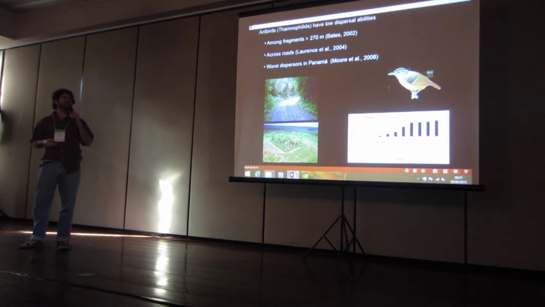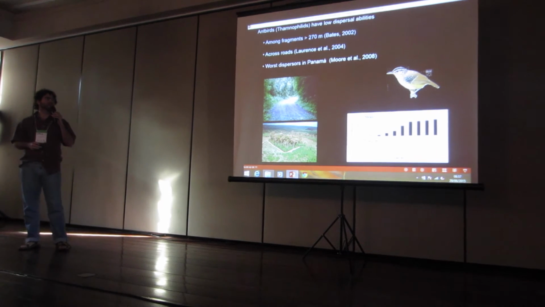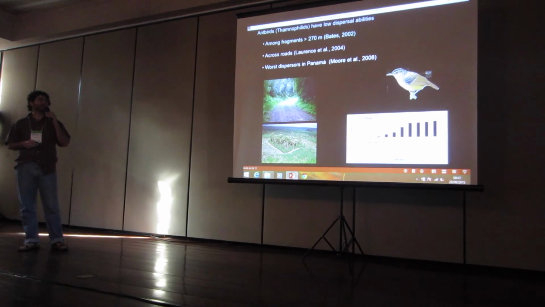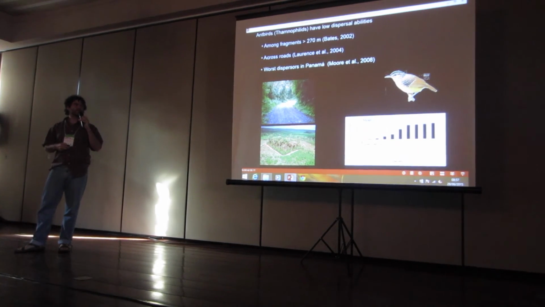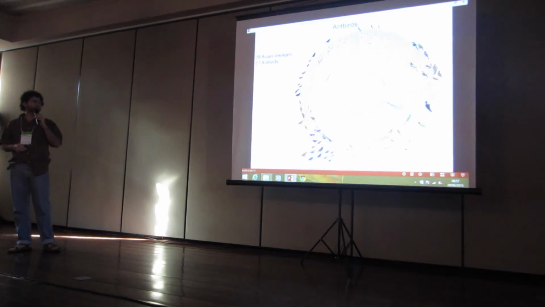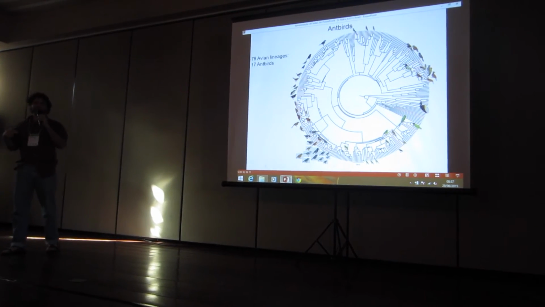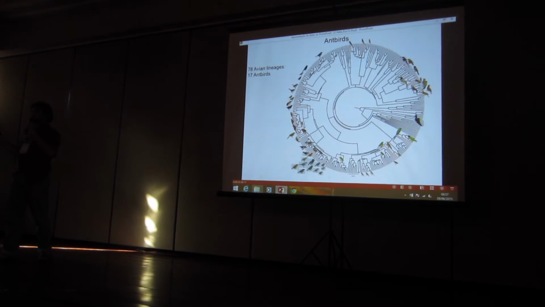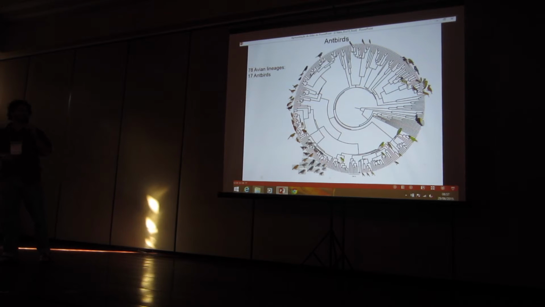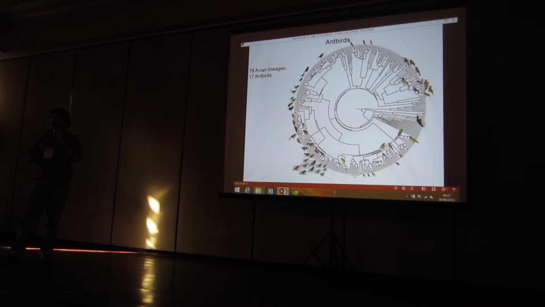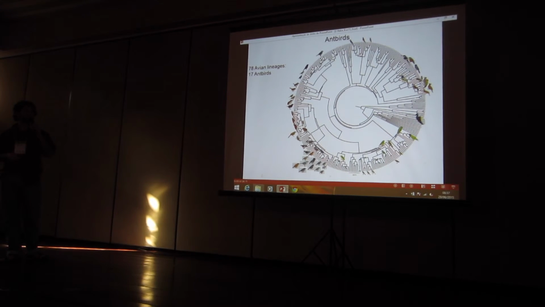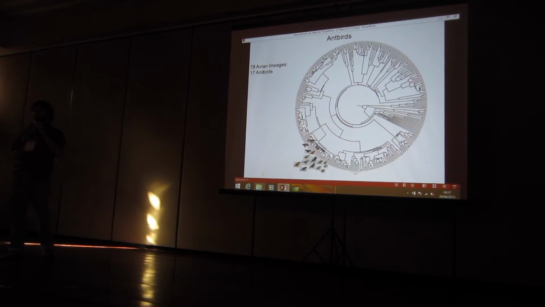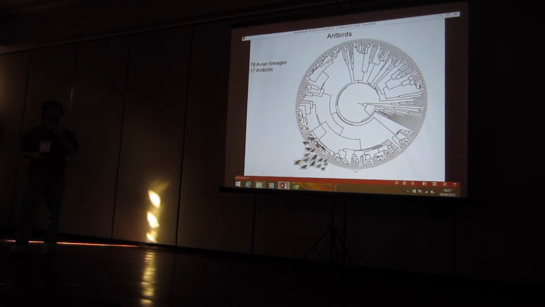We know that antbirds have very low dispersal abilities. They disperse poorly among fragments and across roads. They were among the worst dispersers in the Panama experiments. But the idea here is to try to see whether we can explain diversification by including a new variable, which is dispersal ability. From the tree I showed you before, 78 taxa replace across the Rio Negro, and 17 of those are antbirds. Like I said, it's a decent amount.